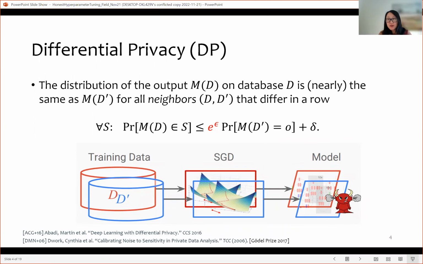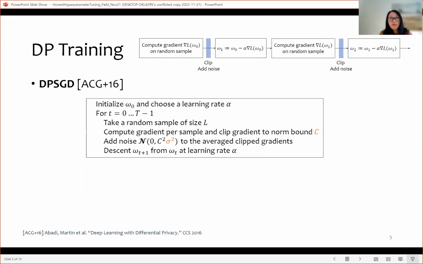It could be noise perturbation of the output level. And one of the most popular techniques that have been used in the past, including in deep learning, is to design a differentially private optimizer. Here I'm going to show one example known as differentially private SGD, or DPSGD. The idea of DPSGD is actually quite similar to the non-private version of SGD, right?